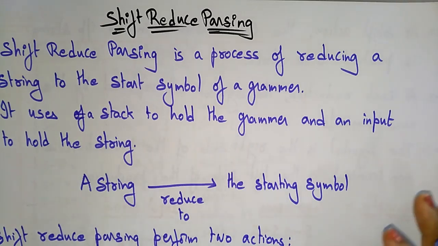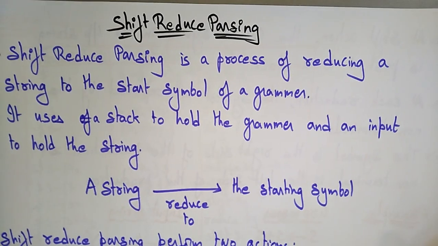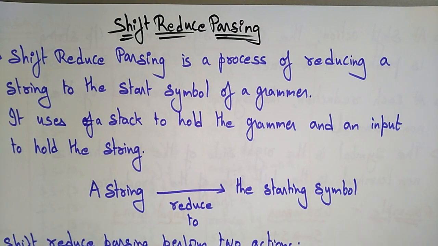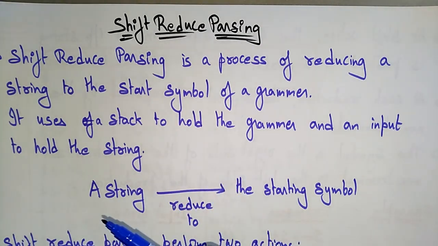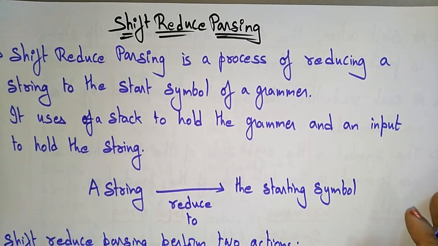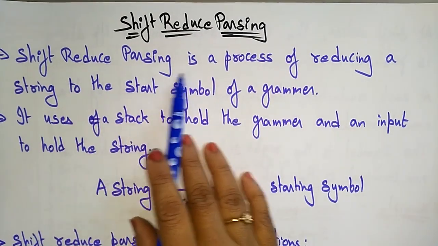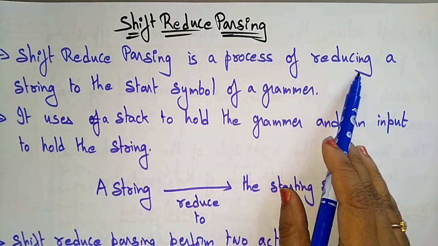Students, coming to the next topic in the subject Compiler Design: shift reduce parsing. The name itself says we have to reduce the parsing by using the shift concept. Shift reduce parsing. Let's enter into the topic. Shift reduce parsing is a process of reducing a string.